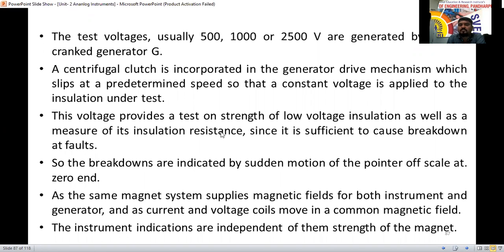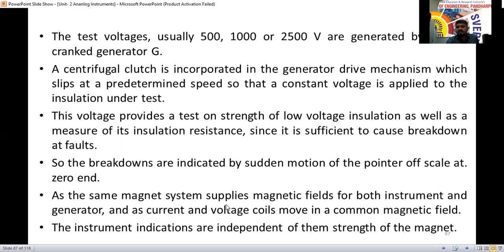Under the test, if we have used the clutch, meaning constant speed and constant voltage, we can provide that here now. This voltage provides a test on the strength of low voltage insulation as well as a measure of its insulation resistance, since it is sufficient to cause the breakdown at faults here now. So whatever voltage we are going to provide here now, that will strengthen the low voltage insulation and also help to measure the insulation, and it will not cause further breakdown at faults over there. The breakdowns are indicated by sudden motion of the pointer off scale at the 0 end here. If any breakdown or fault occurs, the pointer will deflect off scale to the 0 end, and it is going to show that.